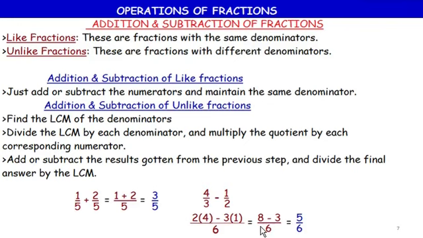But then we want to give it a common denominator so that we can easily add or subtract their new numerators. Right, so we now have 8 minus 3. So the next thing is just to subtract. What is 8 minus 3? That is 5. So it becomes 5/6. Right, so that is how we add or subtract unlike fractions.